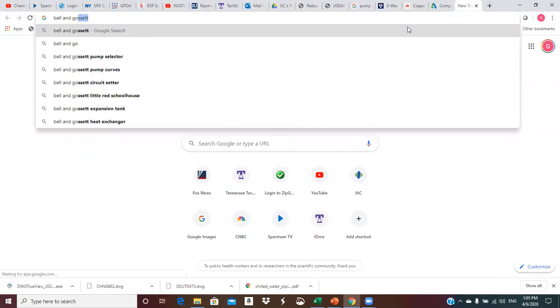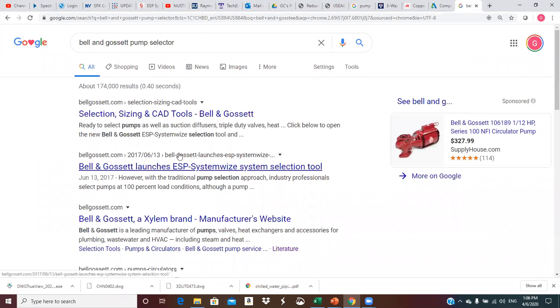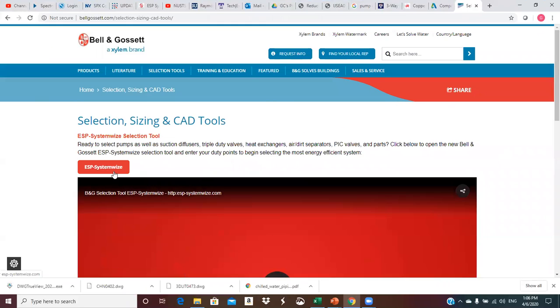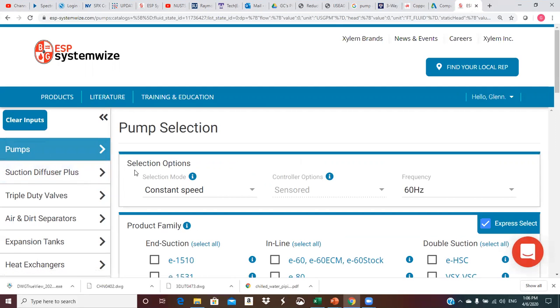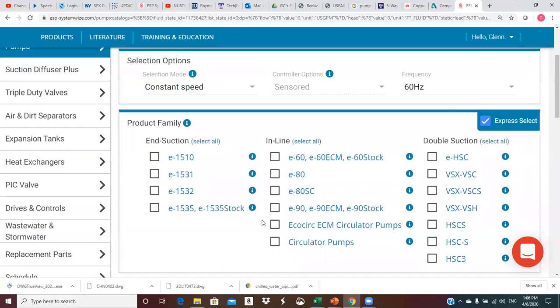Bell and Gossett. Pump selector. That's this ESP thing. There we go. ESP system-wise, that's what I'm looking for. That's just so easy. Okay, so pumps. This is pretty small. I'm going to select an inline.